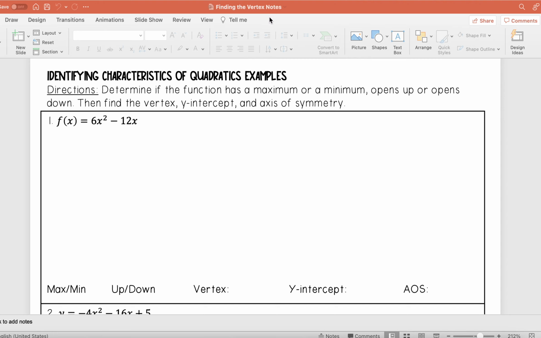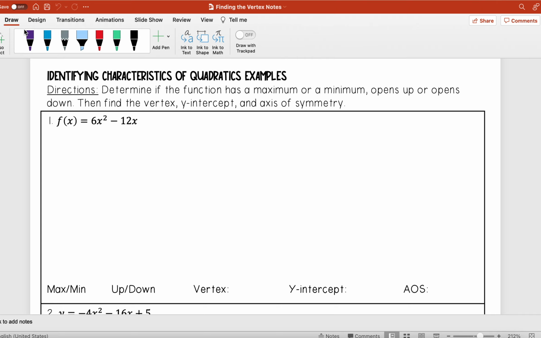So in this video, we're going to be looking at identifying all characteristics of quadratics when we're just given the quadratic function in standard form. So for number one, I have that f of x is equal to 6x squared minus 12x, and I don't have anything at the end. Whenever you're missing a term, you can just put a plus 0. So since I'm missing my c term, I'm just going to go ahead and put a plus 0 at the end.